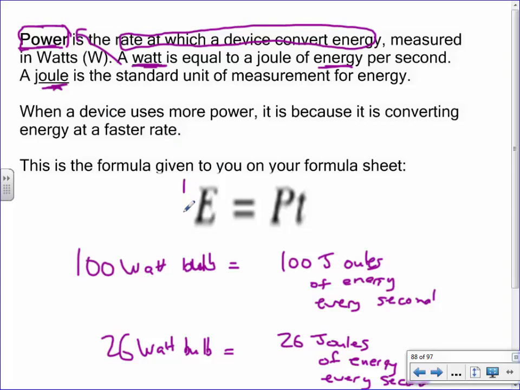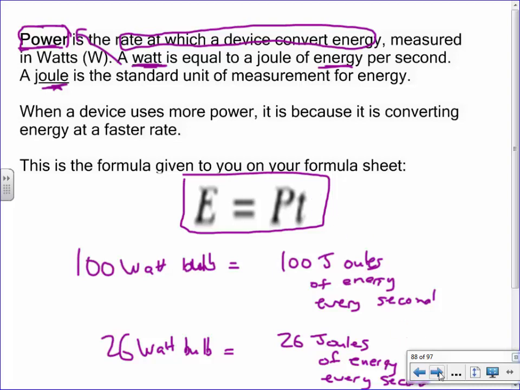So anyways, here's the formula we're going to use. It works like this. E equals P times T. The amount of energy you use is the amount of power that the device draws times by how long you use it for. If I use that microwave for 1 second, it's a little different than if I use it for 20 hours, right? The longer you use it for, the more energy you're going to need.